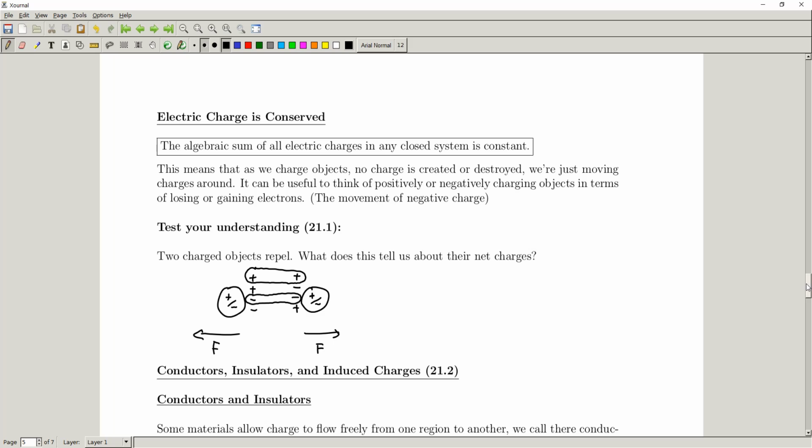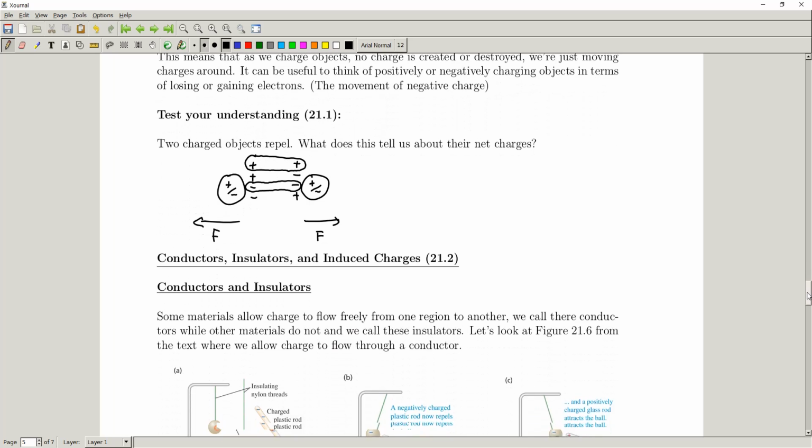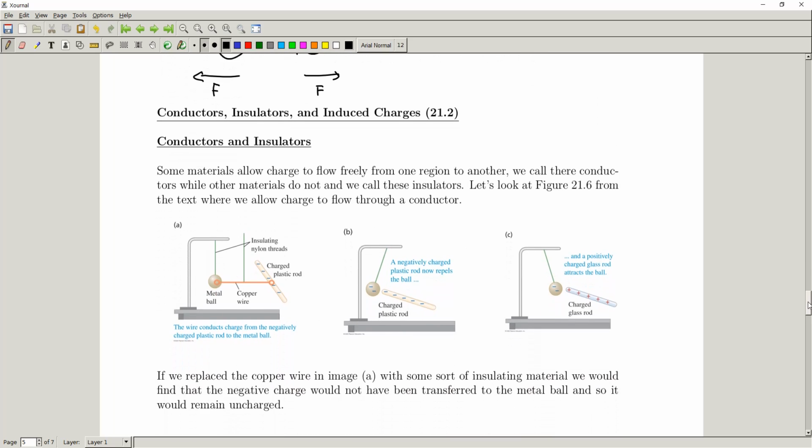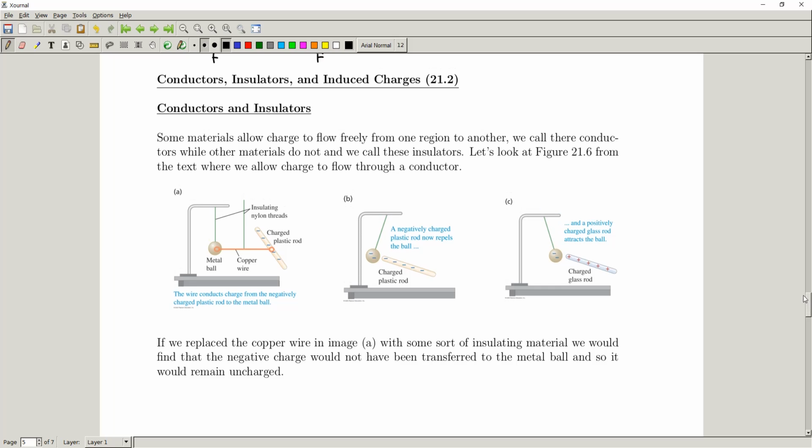Okay, so as I said, we're going to cover two different sections in this video. Oftentimes I'll only do one, but this time they bundled up nicely because they're mostly just qualitative ideas, and so we can discuss them both in this one video. So in section 21.2, we're talking about conductors and insulators, and we're also talking about induced charge, okay? And so let's start off with conductors and insulators.